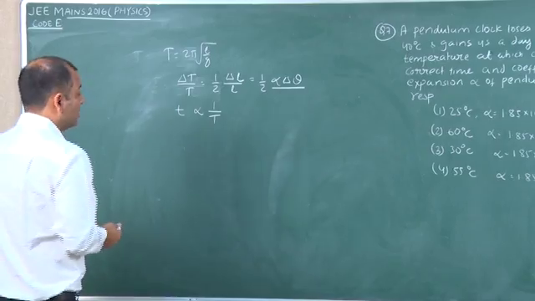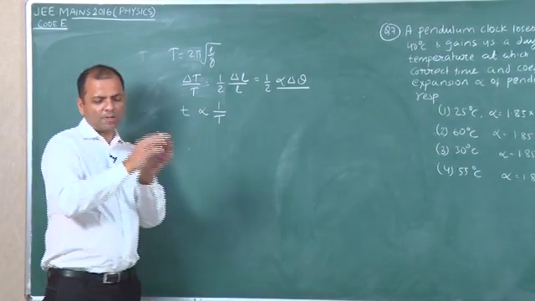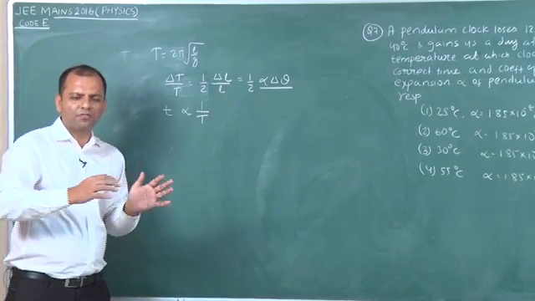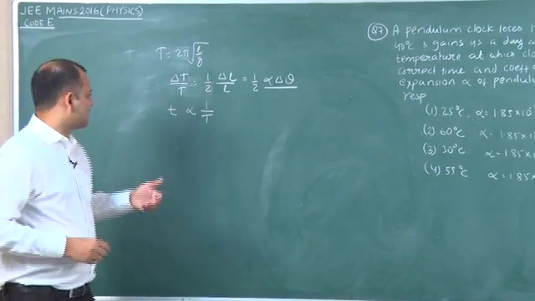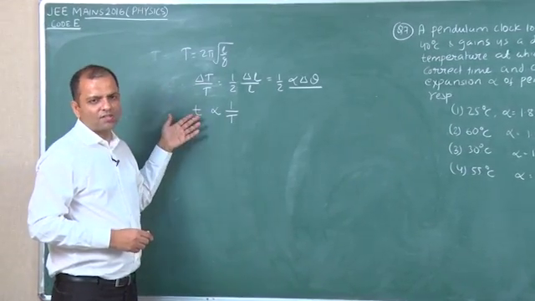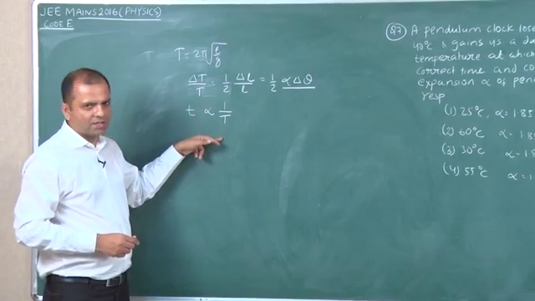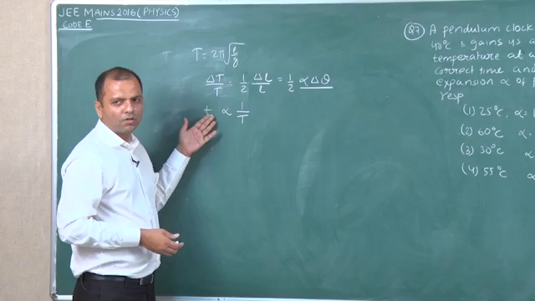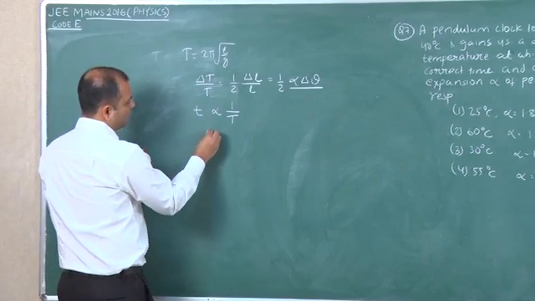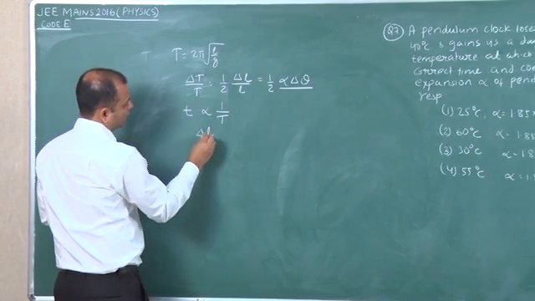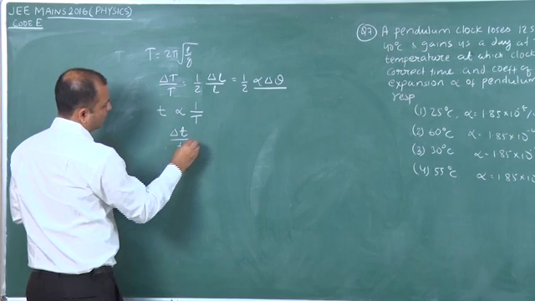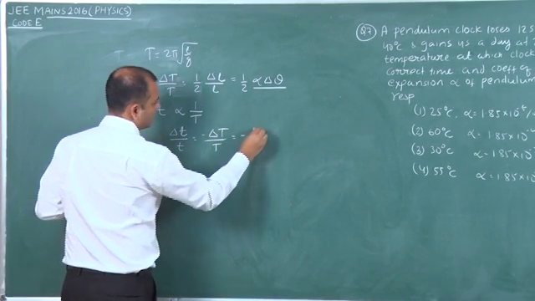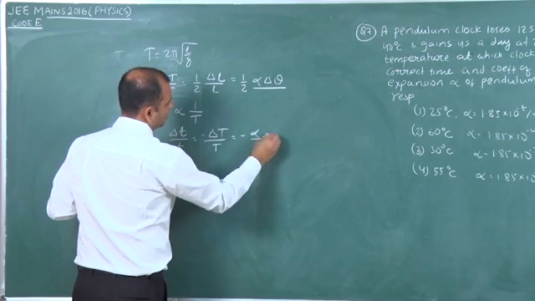If the time period increases, then the same duration of time is recorded as fewer oscillations. So, the time kept by the clock is less, and if the time period decreases, then in the same interval of time the number of oscillations will be more. So, the recorded time will be more. From here, another simple differentiation will give you delta t by t is equal to minus delta capital T by T, which is equal to minus alpha by 2 delta theta.